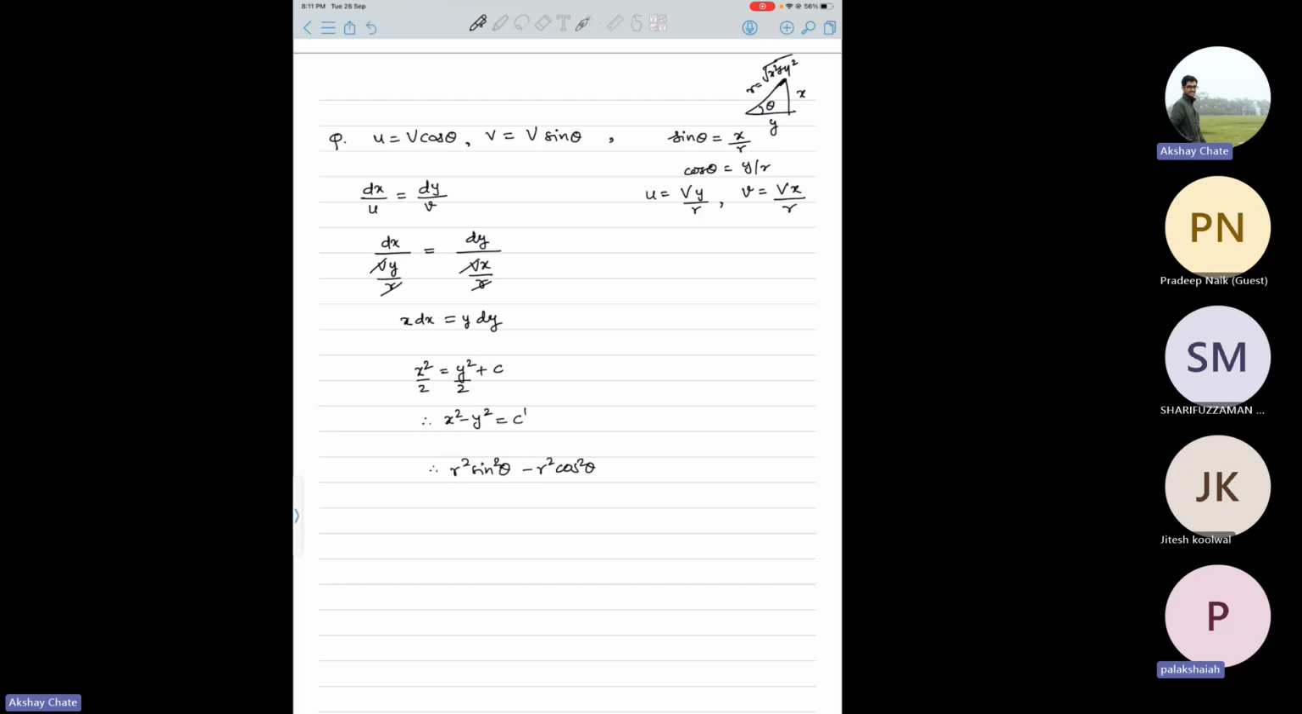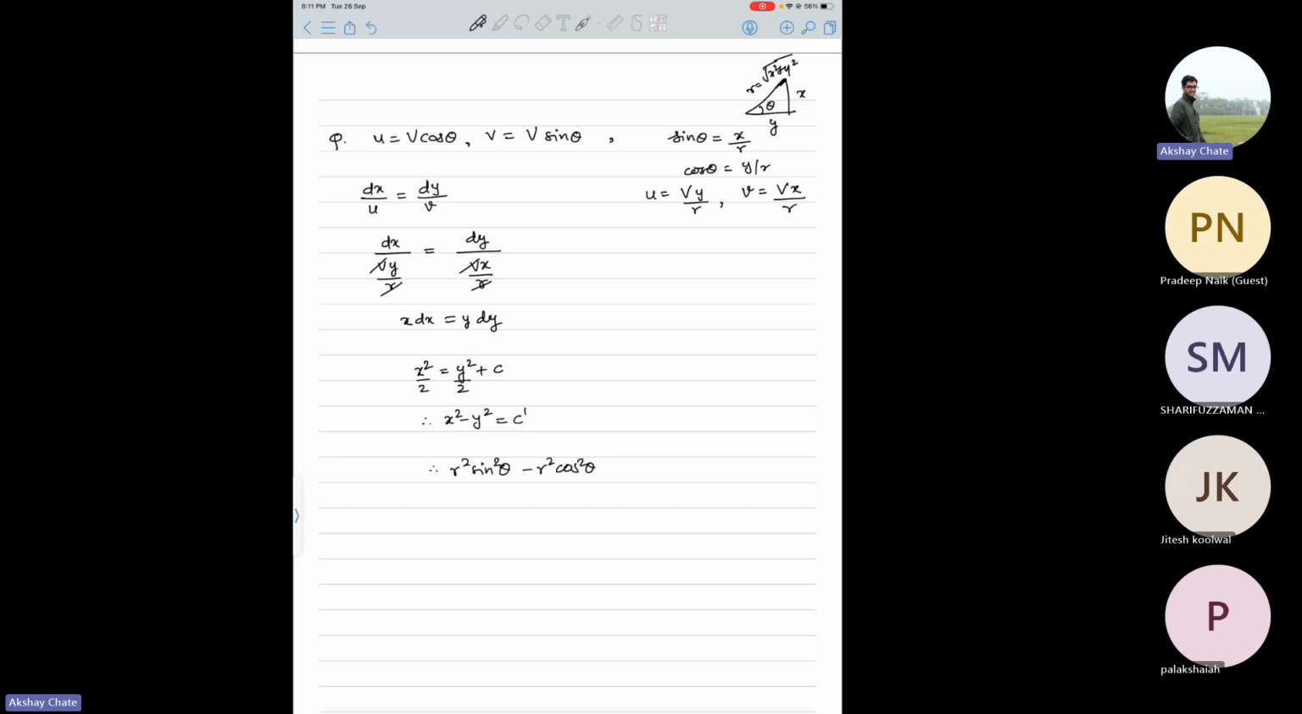Sir, instead of doing like that, take u equals V cos theta, v equals V sin theta, then that will give y equals x tan theta plus c. That's all. For a streamline equation, dx by u equals dy by v. Substitute the value of u equals V cos theta, v equals V sin theta, and dy by dx is equal to tan theta.